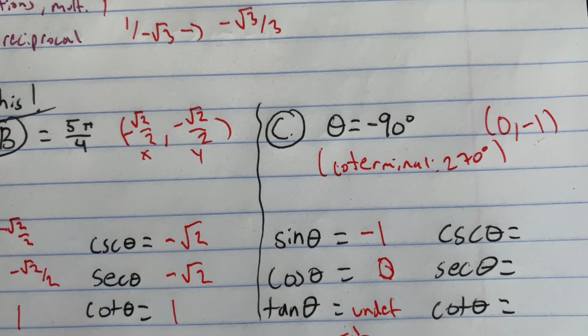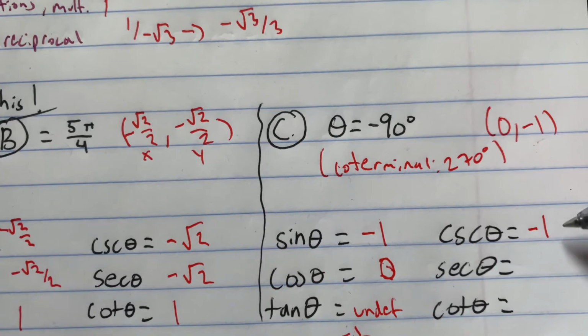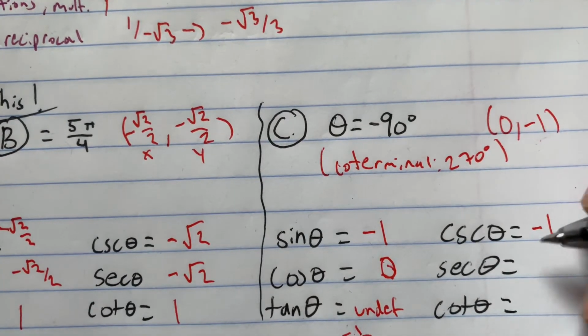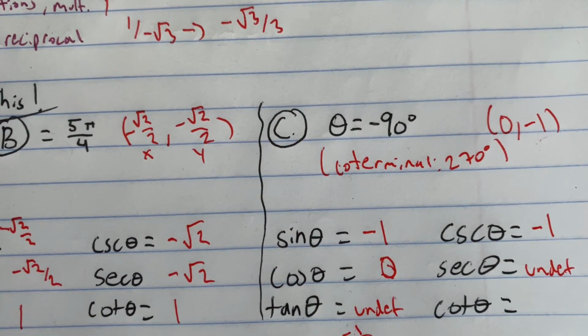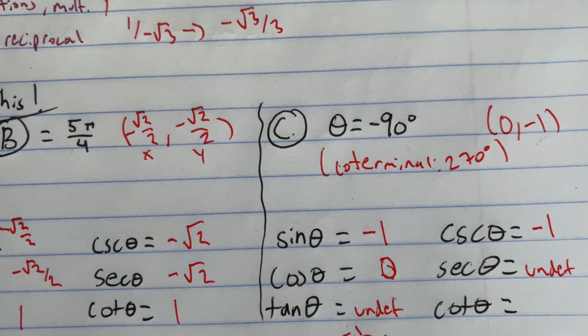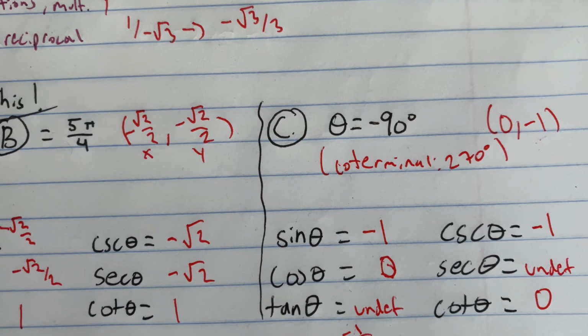And then for cosecant, we know that the reciprocal of negative 1 is negative 1. The reciprocal of 0 would be undefined because it will be 1 over 0. And then for cotangent, because tangent was undefined because it was negative 1 over 0, now we get 0 over negative 1, which is 0. And that should be your final answer.